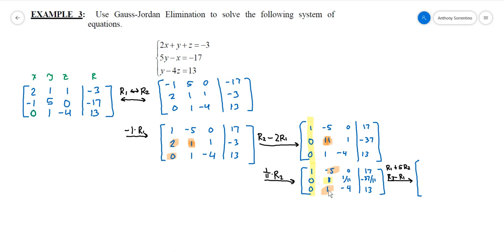I said row 1, it should be row 2. Yeah, row 2. So as I go through and do these, row 1 and row 3 are going to be the ones changed here. This row will remain unaltered.